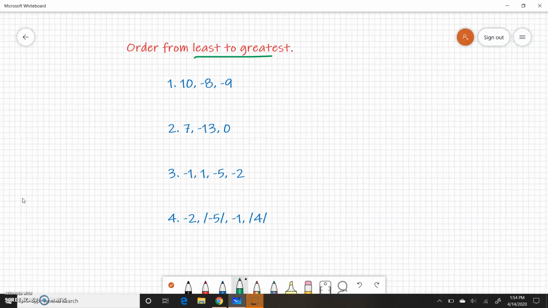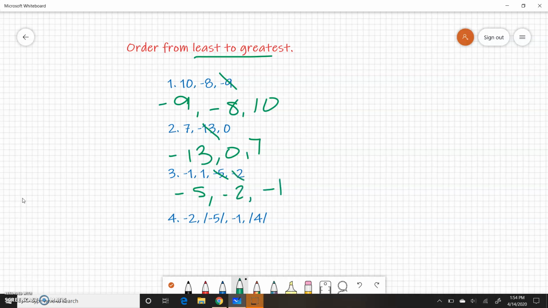If I look at my list, I have 10, negative 8 degrees, negative 9 degrees. The coldest temperature would be negative 9. Then it'd be negative 8, and then it would be 10. Number 2, I have 7, negative 13, and 0. The coldest would be negative 13, and then 0, and then 7. Okay, number 3, negative 1, 1, negative 5, negative 2. The coldest temperature would be negative 5, then negative 2, then negative 1, and then 1.